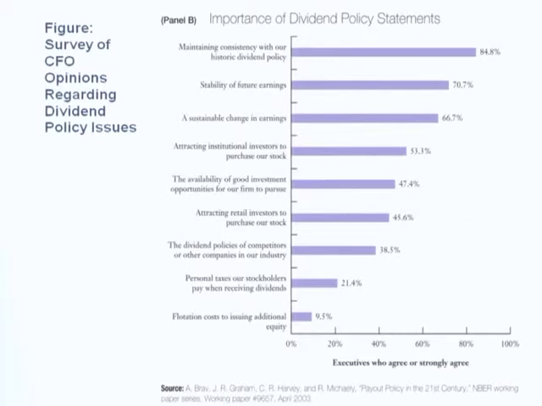84.8% try to maintain consistency with the historic dividend policy. They don't want to keep changing the dividend. If you're an income investor, you understand. You need fixed income, not varying much in the dividend payout, for your living. So the firm understands that. They try to maintain consistency with the historic dividend policy.